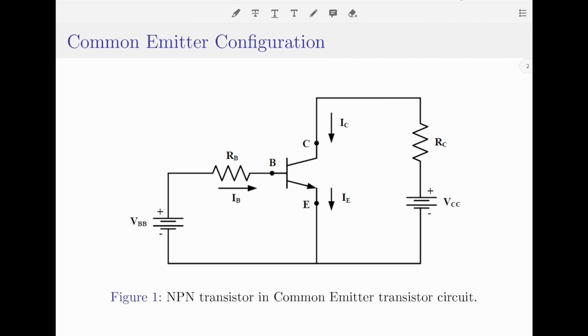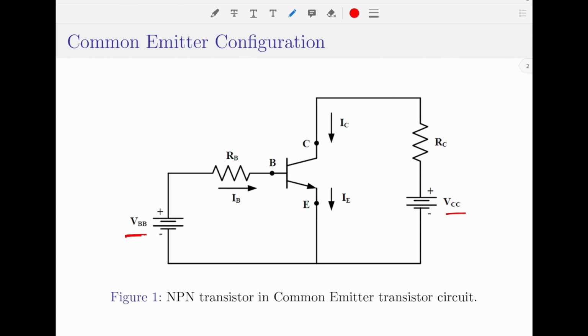Coming to this video's topic, consider the NPN transistor in the common emitter configuration as shown in figure 1 here. The input signal here is applied between the input terminals, which are base and emitter, and the output is taken from the output terminals, which are collector and emitter. We use two signal sources here. The input signal source is called VBB, the output signal source is called VCC.